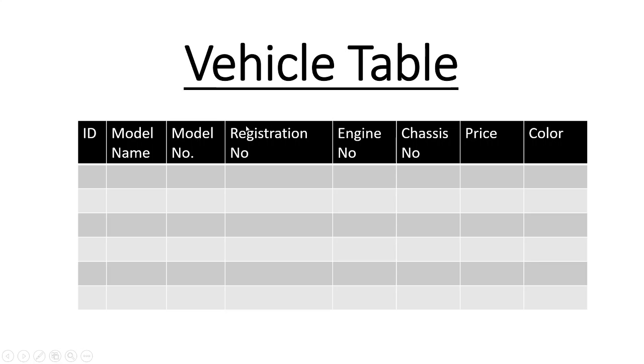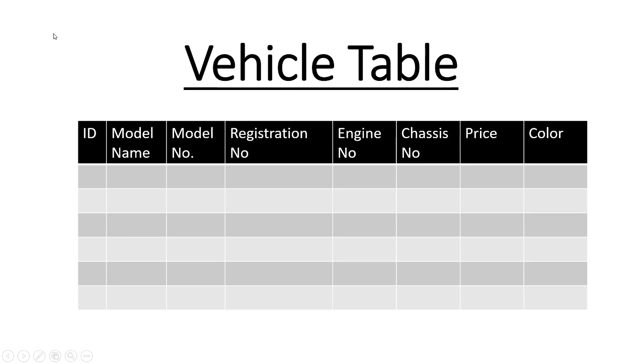Why? Because any one of them can become a primary key. ID is anyway a default ID which is unique for every record. Then registration number is also unique for every vehicle, so even this can be made a primary key. Even engine number is unique, chassis number is also unique. So all these 4 fields can be set as a primary key. So these are basically the candidate keys. The keys that are eligible to become a primary key are called candidate keys.